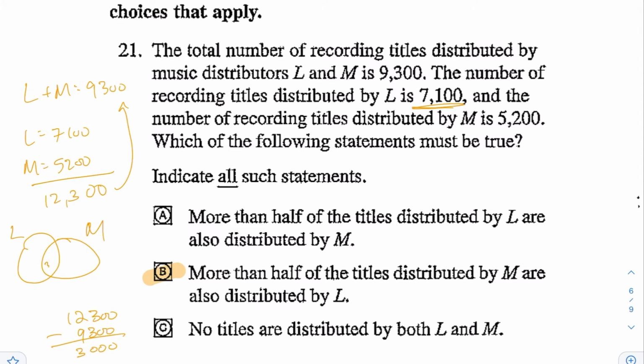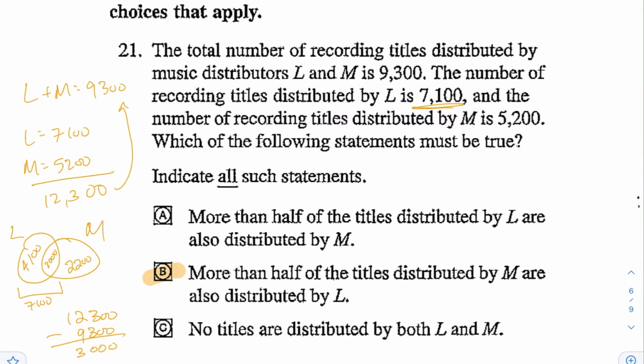So there has to be 3,000 that goes in the middle, and then the songs that are unique for L will be 7,100 minus 3,000, which will be 4,100. For M, you have to do 5,200 minus 3,000, which will be 2,200. So this will give you the actual total of 9,300.